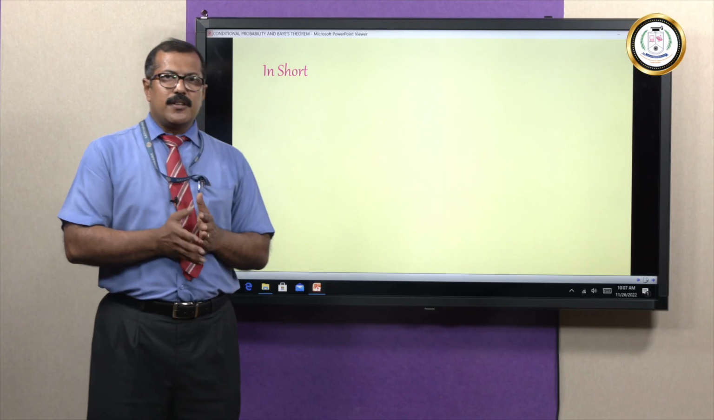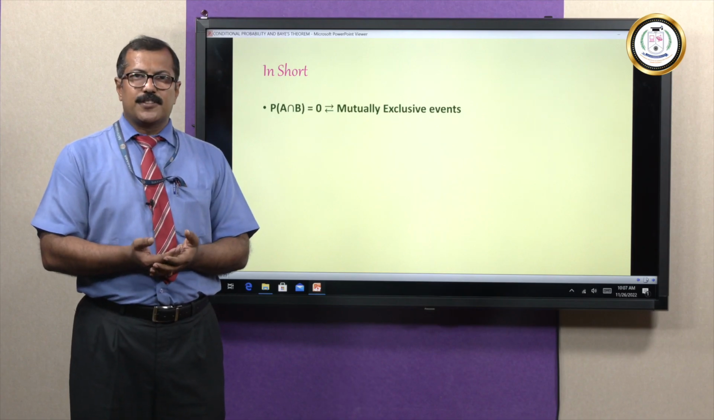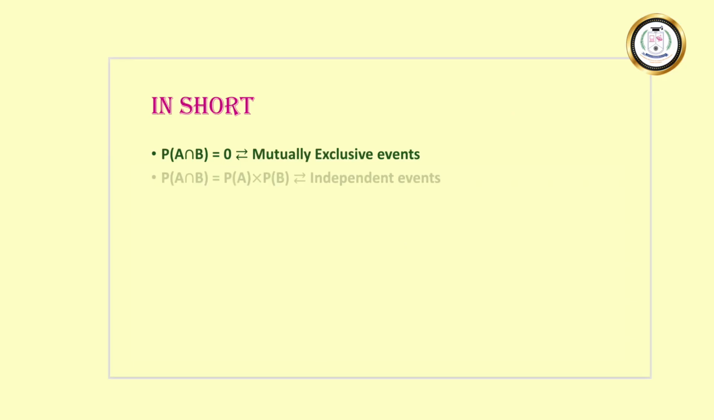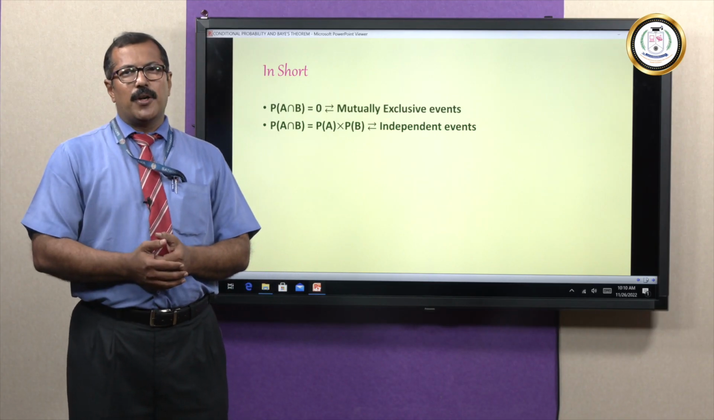In short, we have two important results for mutually exclusive and independent events. If P of A intersection B is 0, two events are mutually exclusive and vice versa. And P of A intersection B is equal to P of A into P of B is equivalent for independent events. Let us go for a problem.